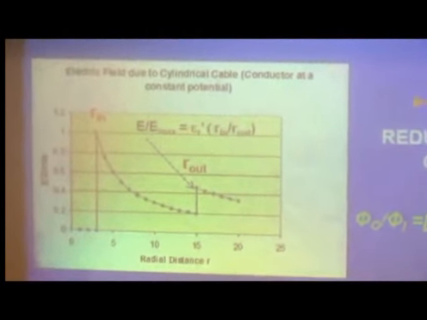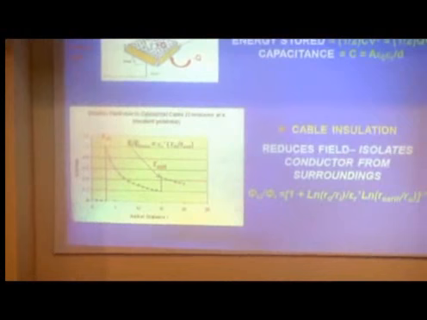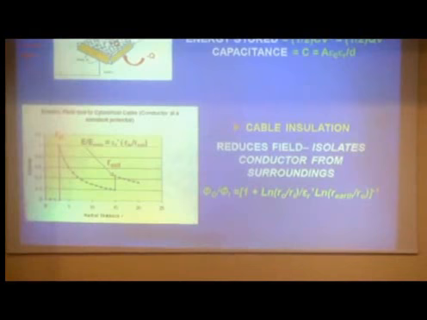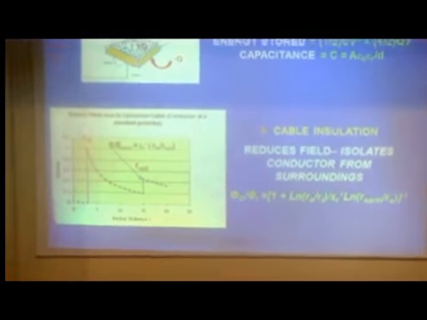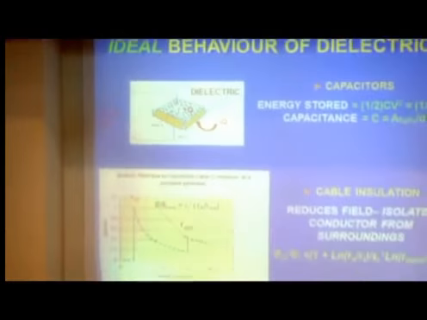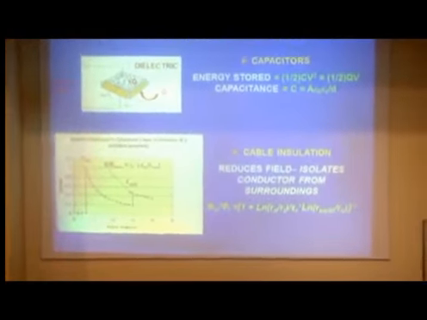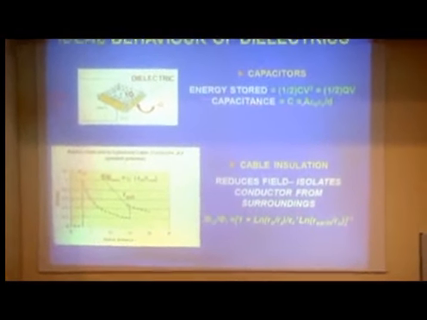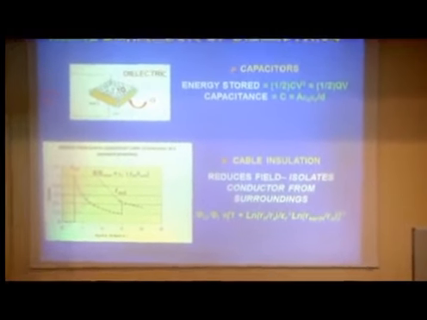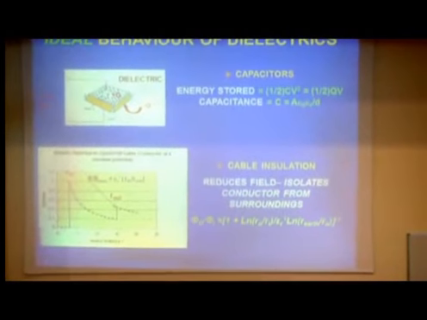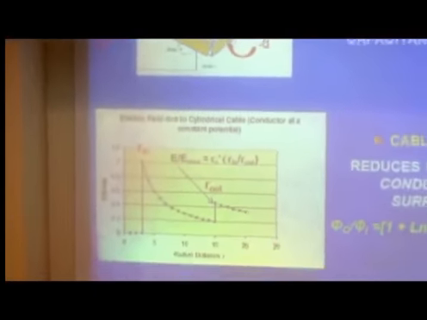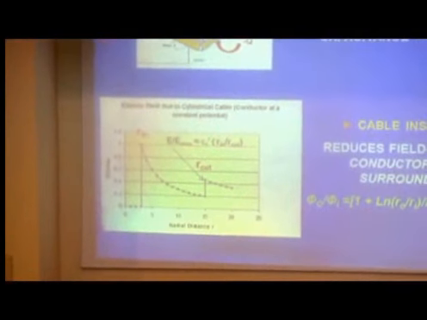So if we think about these two situations, first of all, we don't want anything that will conduct. That will allow these charges to flow across the material, neutralize, remove our energy. But for a capacitor, we need a material with a high permittivity, also a high breakdown strength. For cable insulation, we need a material with a low relative permittivity.